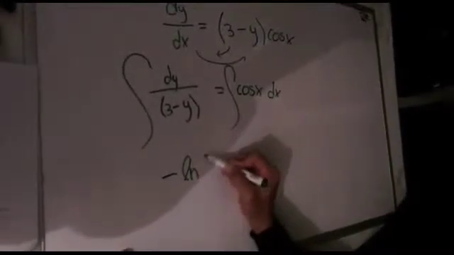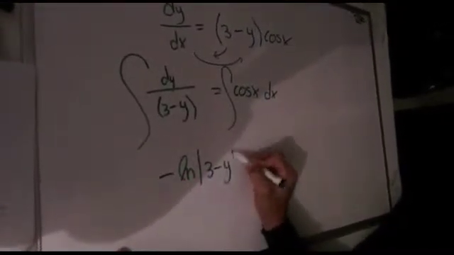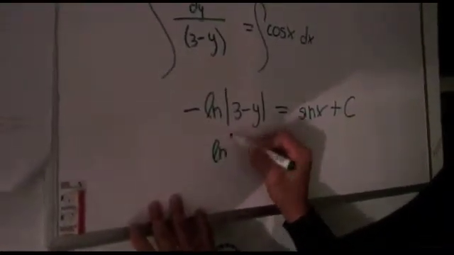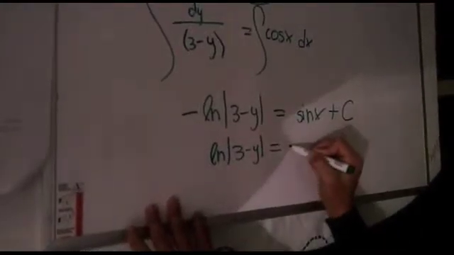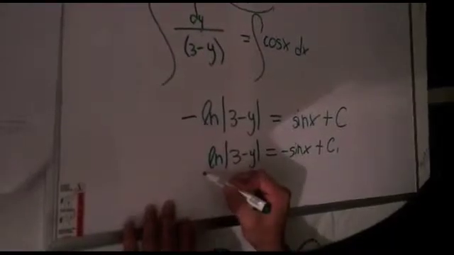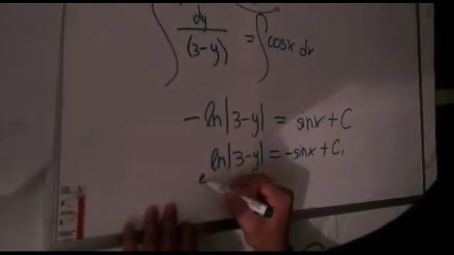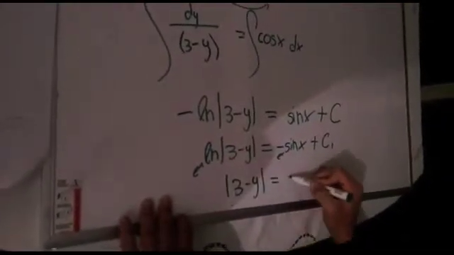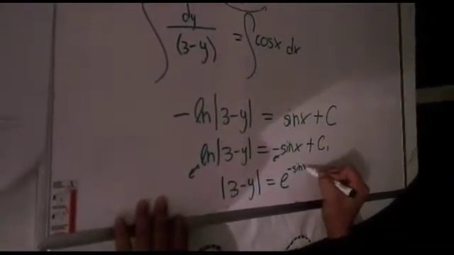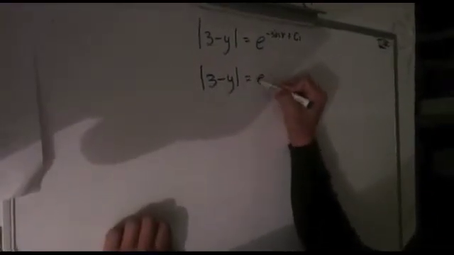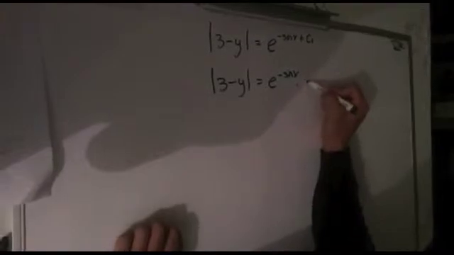The integral of dy divided by (3 minus y) equals negative ln of the absolute value of 3 minus y, and the integral of cosine x dx is sine x plus c. Now, to solve for y, we know that the absolute value of 3 minus y equals e to the negative sine x plus c1. Now we know that all this equals c2 times e to the negative sine x.